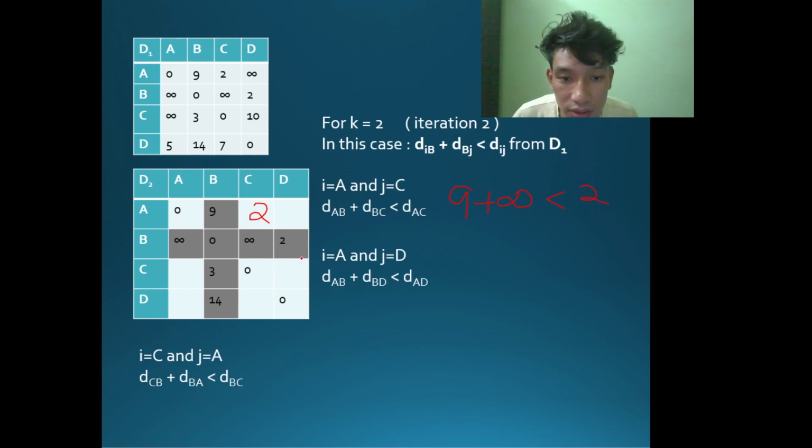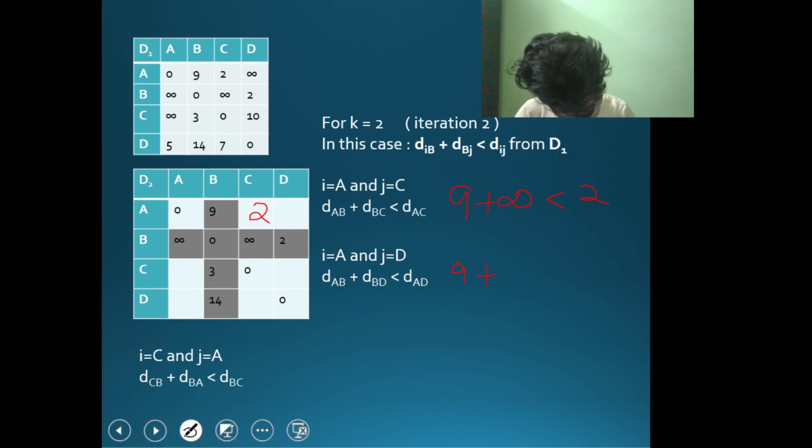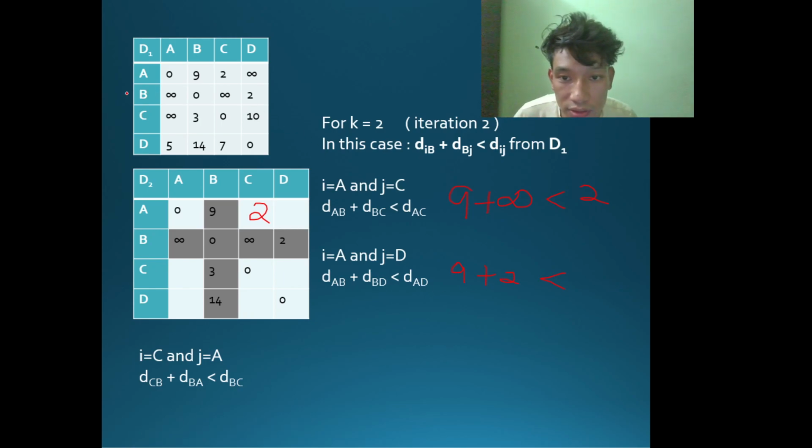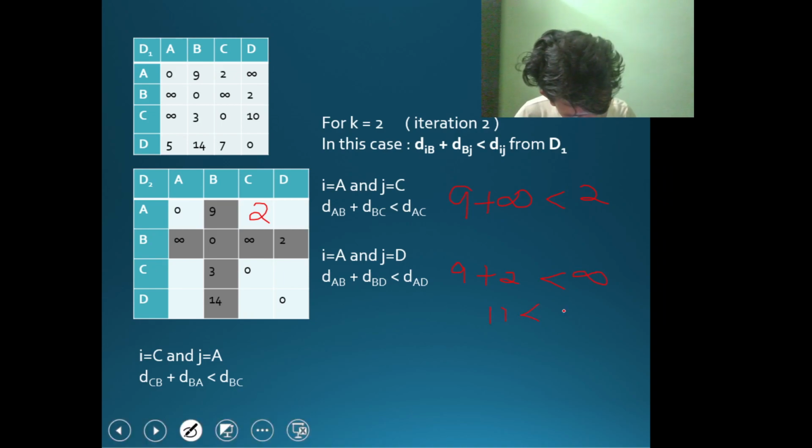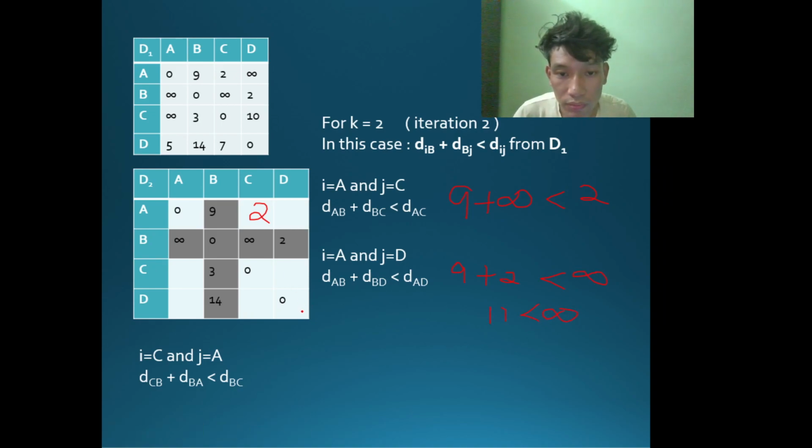Right. So similarly, for ad, d of ab is 9 plus d of bd is 2, less than d of ad from the previous matrix. D of ad from the previous matrix is infinity. So here 11 is less than infinity, which is a true condition. So we will write here 11.